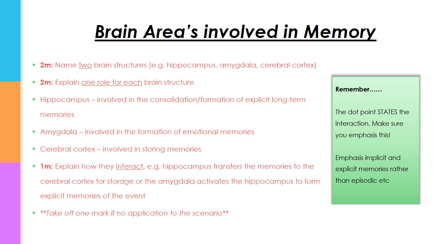And make sure you know the difference between implicit and explicit memories. Implicit are ones that are unconscious. That's why it's hard to explain what fear feels like, or it's hard to explain what a procedural memory is. Explicit memories are things that we can consciously recall. So things like your 16th birthday party, or things like what the role of the cerebral cortex is.